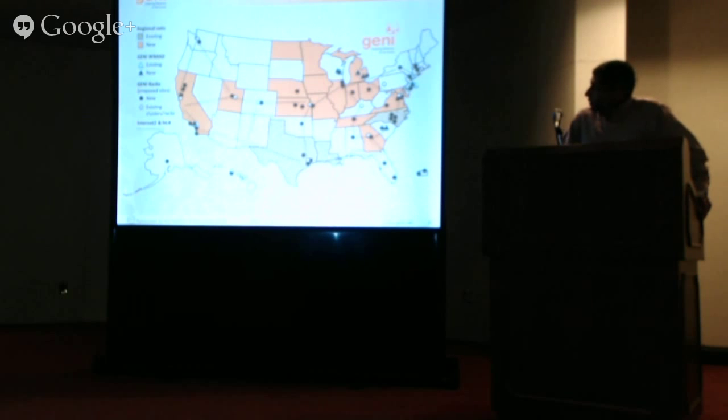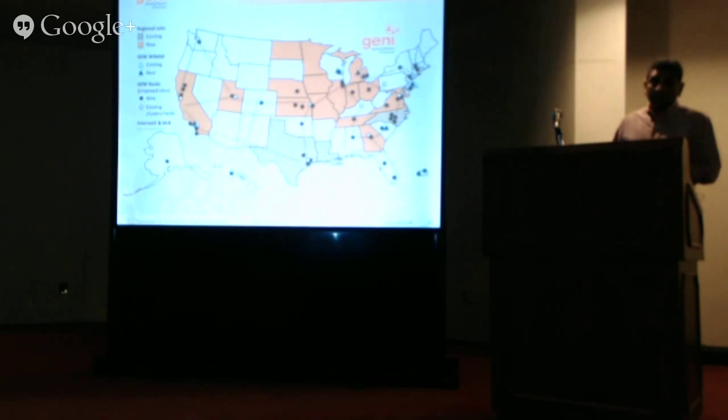Also deployed are, I don't know if you can see the triangles on the map, I have another picture for that, WiMAX base stations. I think there are about 14 of those. And these resources are all connected by backbone networks such as Internet2, and regional networks such as MOXIE and CENIC, depending on your geographic location.